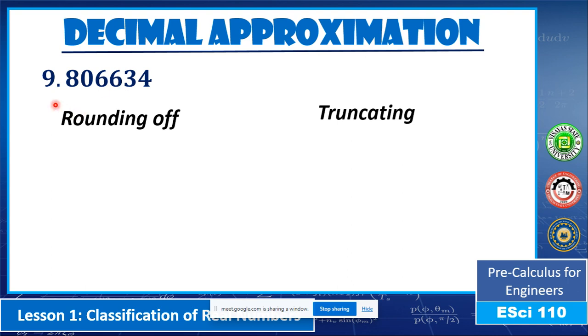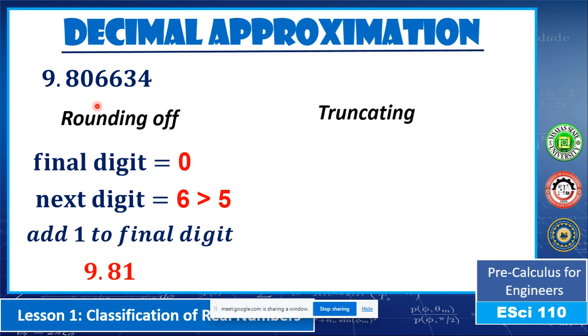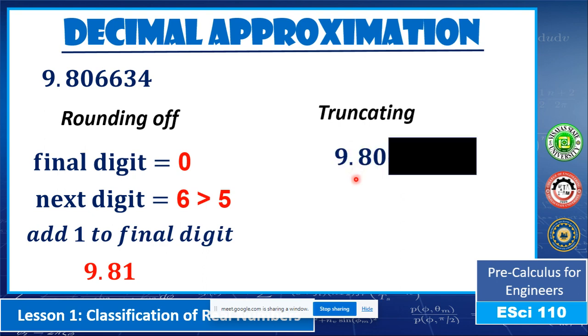Another example, we have this 9.806634. So we have a final digit of 0. Our next digit is still greater than 5 since 6 man ito. So we add to the final digit. So we now have 9.81. Kawawa si truncating, hindi siya madagdagan kasi as what I've told you earlier, you just break it up. So ignore those numbers after the final digit and we have 9.8. So nagdi-differ pa rin sila.